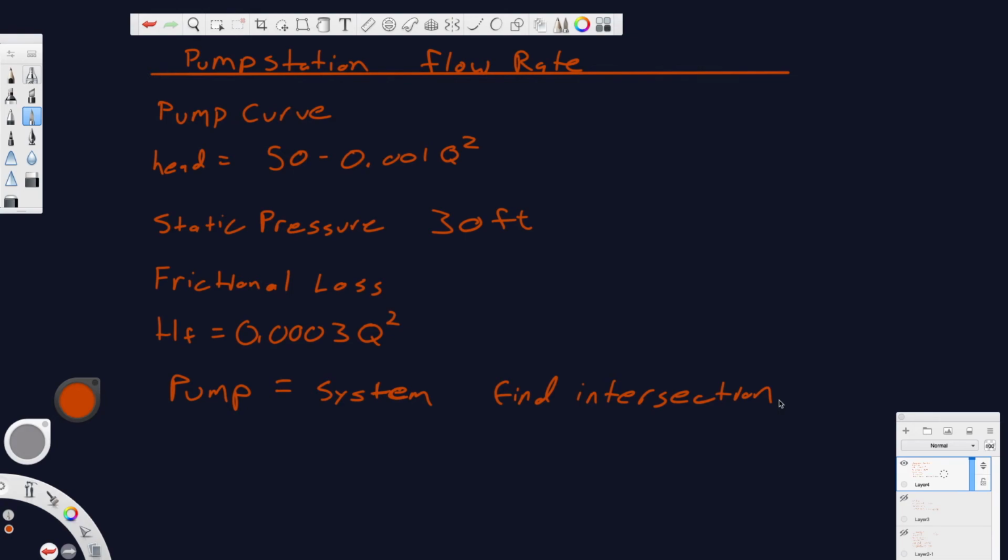Okay, so we know our pump curve, right? That was given to us by a manufacturer. Our system curve is simply our static and frictional losses. So if we put this all together, we have our pump curve equal to our system curve, right? And we basically just want to solve for Q.